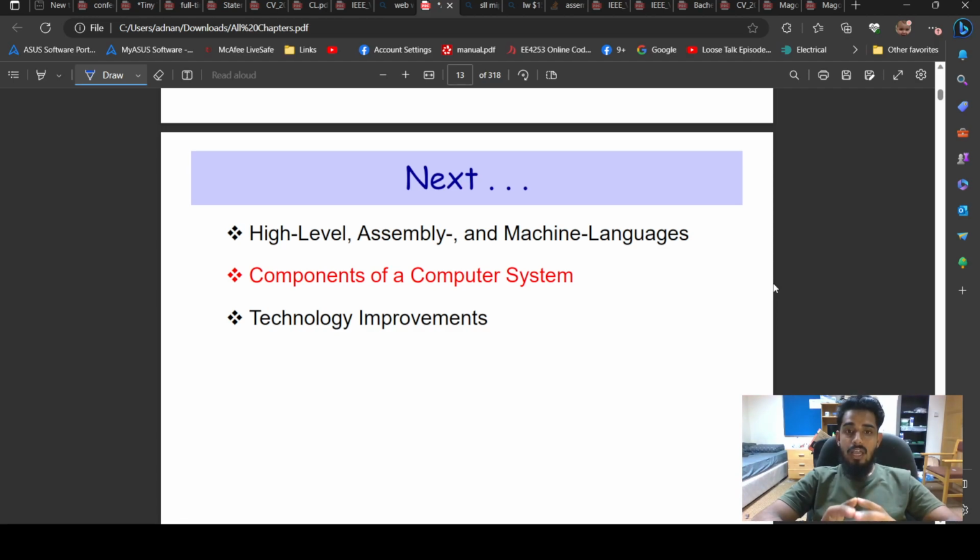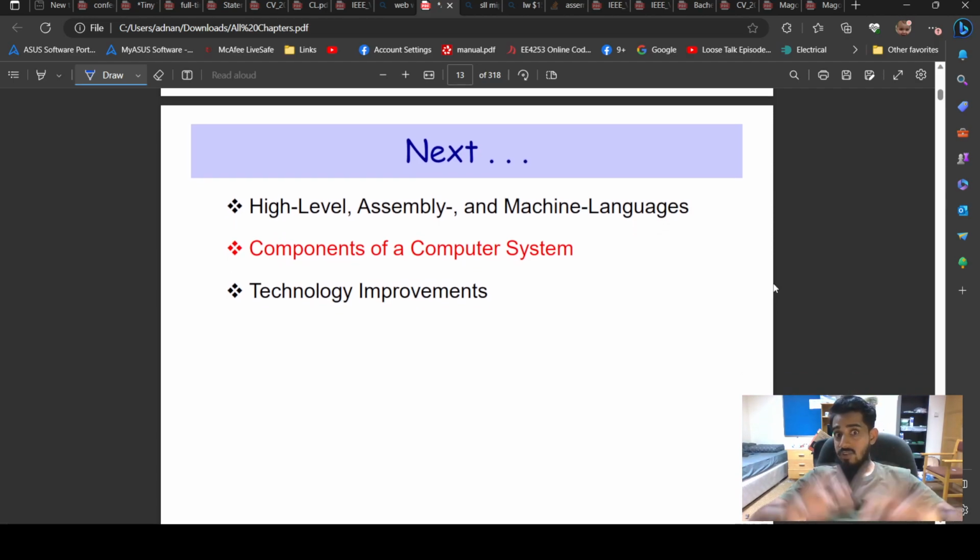Okay, so I hope you guys enjoyed the last lecture and also went through it. And in this lecture, I'm going to tell you about the components of computer systems.